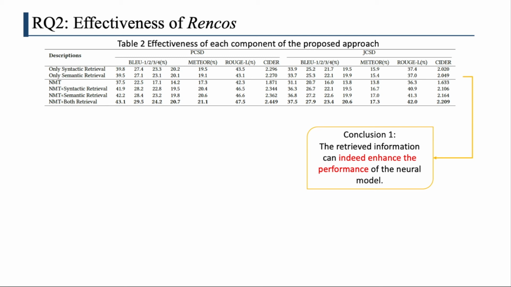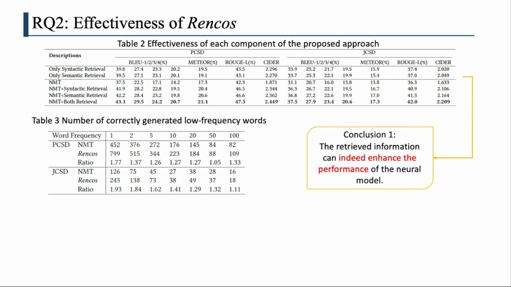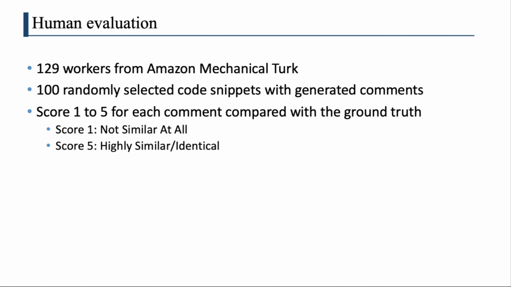Next, we perform a statistical analysis of the low-frequency words in generated summaries. From the table, we can see that our approach can correctly predict more low-frequency words than NMT when the word frequency is small, for example, less than 10. Obviously, these additional low-frequency words come from the summaries of our retrieved code snippets, which validates the effectiveness of our architecture. We also perform human evaluation, and the results confirm the effectiveness of our approach.